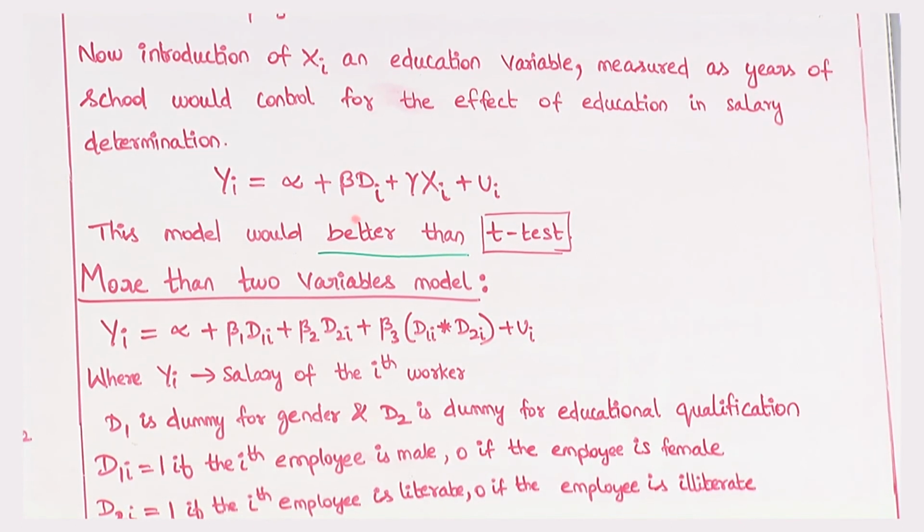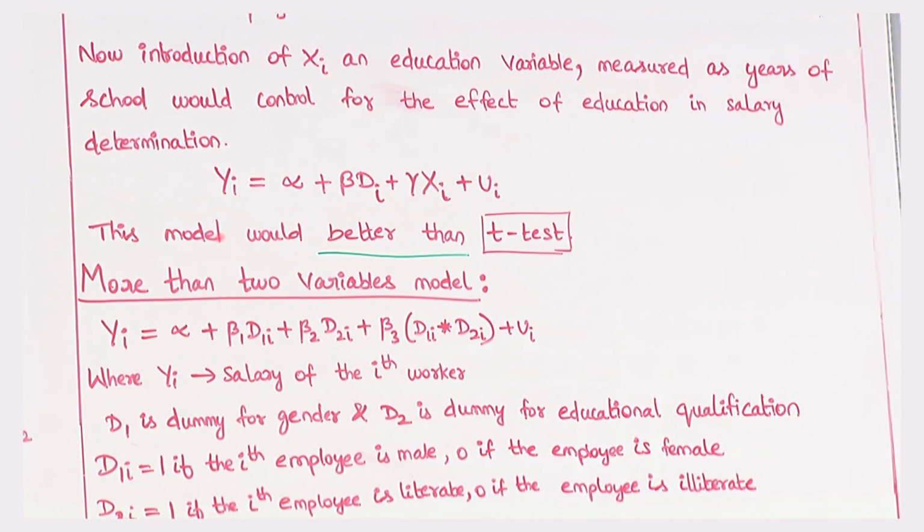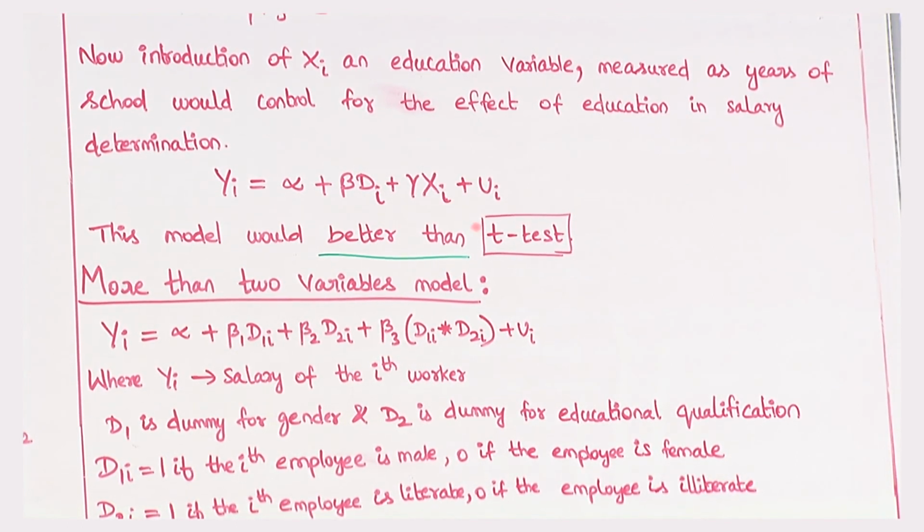So, this kind of t test is far more sophisticated than the simple t tests. So, ANOVA models in fact provide us a better framework than the simple t tests that are coming theoretically in statistics books. So, ANOVA models are better than t tests.